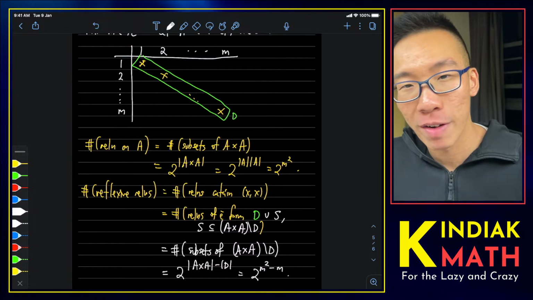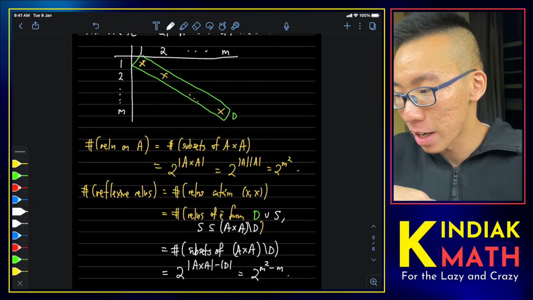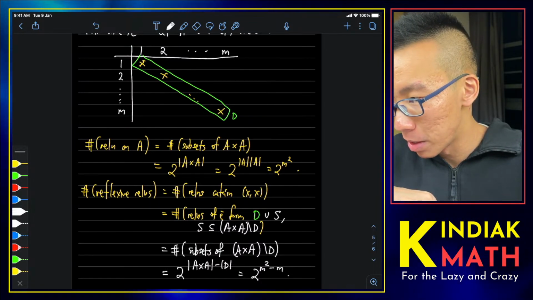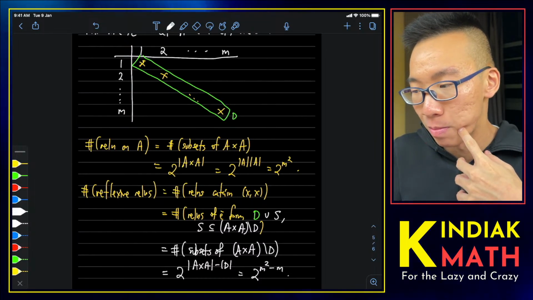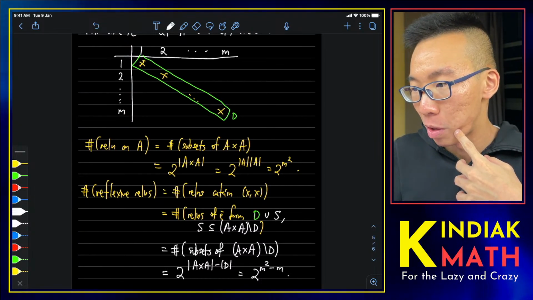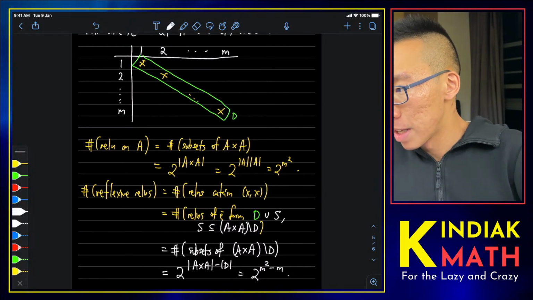But hopefully this clarifies the number of reflexive relations, because I can see why it may have been a little bit confusing. Let me know if you want me to go through the rest in more detail as well. I'm more than willing to do that. But that's it for now.